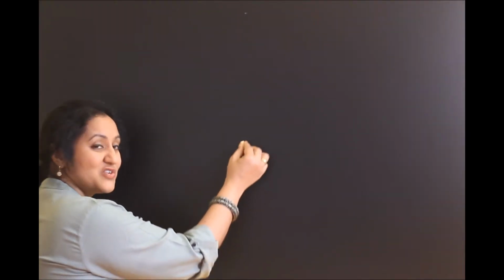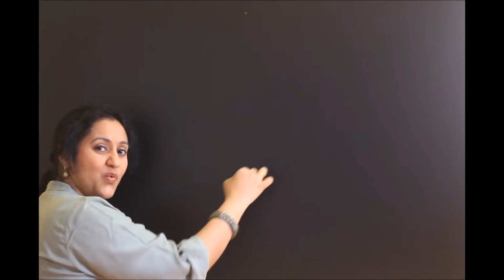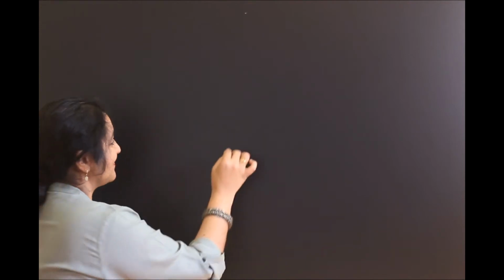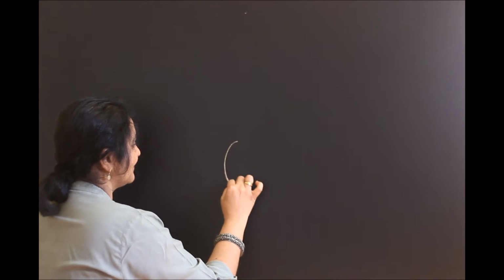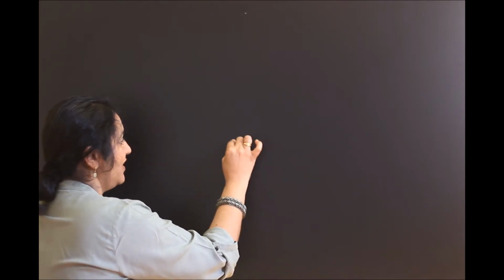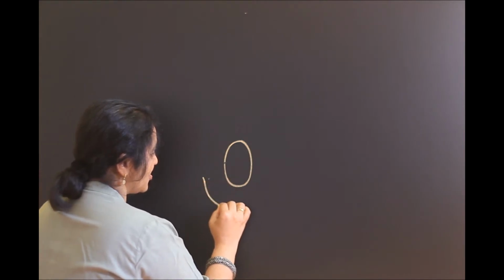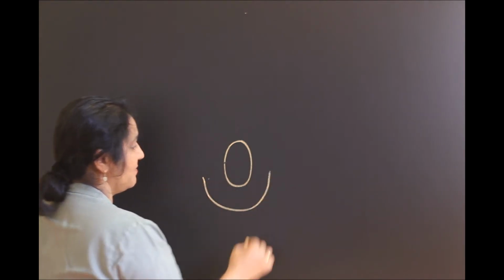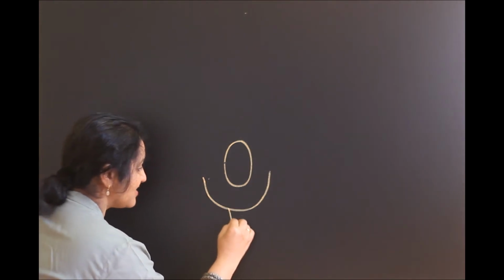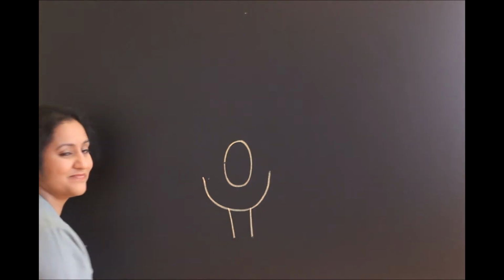Carpel or pistil is the female part. Stamens are the male part. Each whorl has its own function to perform. Let's begin. Draw an oval, draw a U and two sticks. Oval, draw a U here below the oval and two sticks.